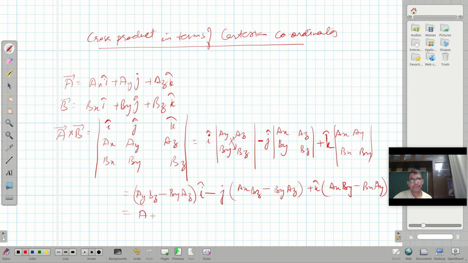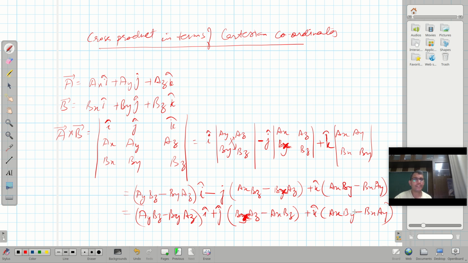So it is (ay bz minus by az) i cap, and if I take a plus sign here, then these are also interchanged, this goes here and this goes there, so I can write it as (bx az minus ax bz), sorry, it is bx az, plus k cap (ax by minus bx ay). This is the way the cross product can be calculated.